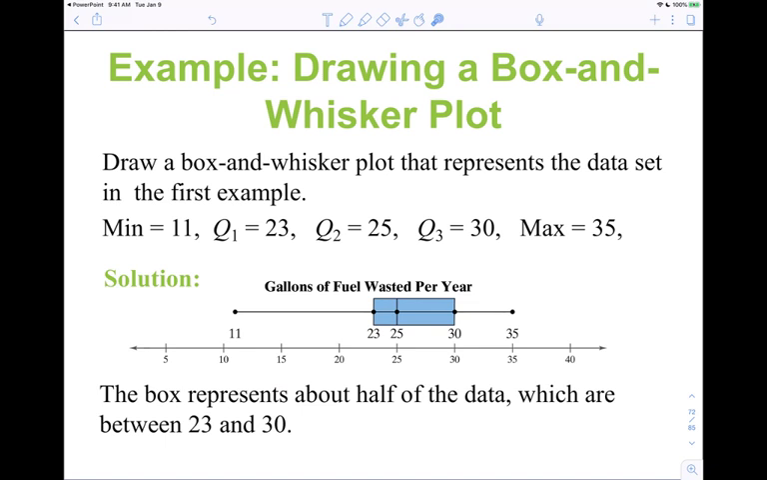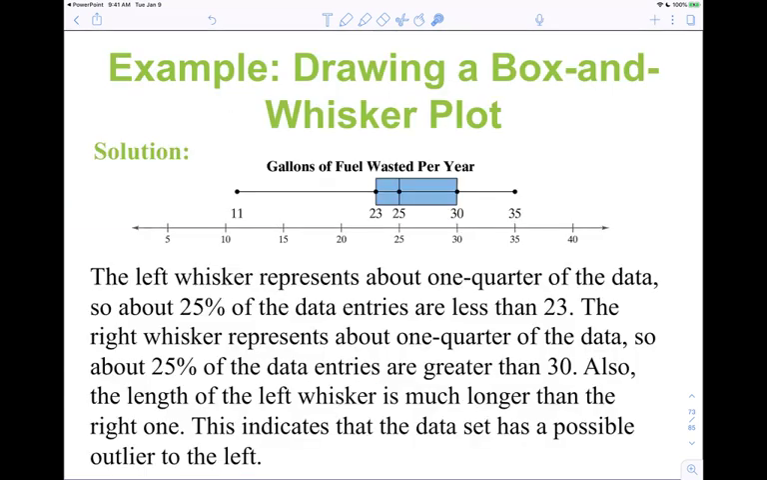All right. The box represents about half the data, which are between 23 and 30. The left whisker represents about a quarter of the data, so about 25% of the data is less than 23. The right whisker represents about a quarter of the data, so about 25% of the data entries are greater than 30. Also, the length of the left whisker is much longer than the right one. This indicates that the data set has a possible outlier to the left, right?